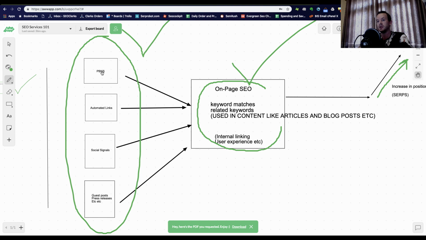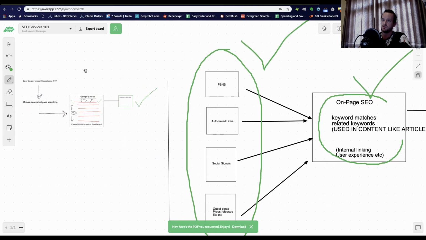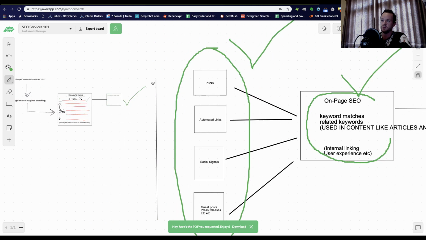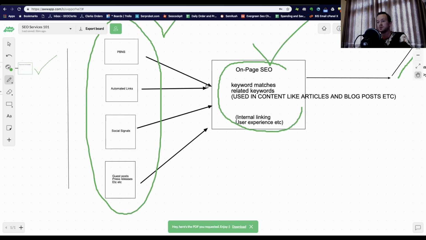So by having a strong website here, an authority type website, which can be done with PBNs, it signals to Google that this person has given a vote, and therefore this website deserves to be pushed higher up in the search results for any given keyword, like this one over here. And the same with automated links and social signals, etc.